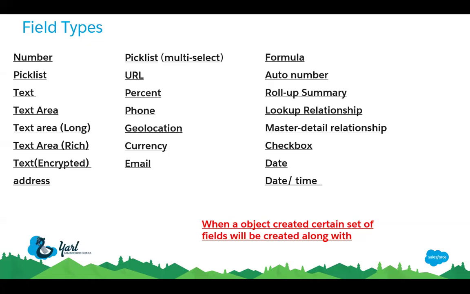Okay, I have changed everything. Sorry. So that is auto number. The other one is roll up summary field. Roll up summary field is a special type only available in master detail.